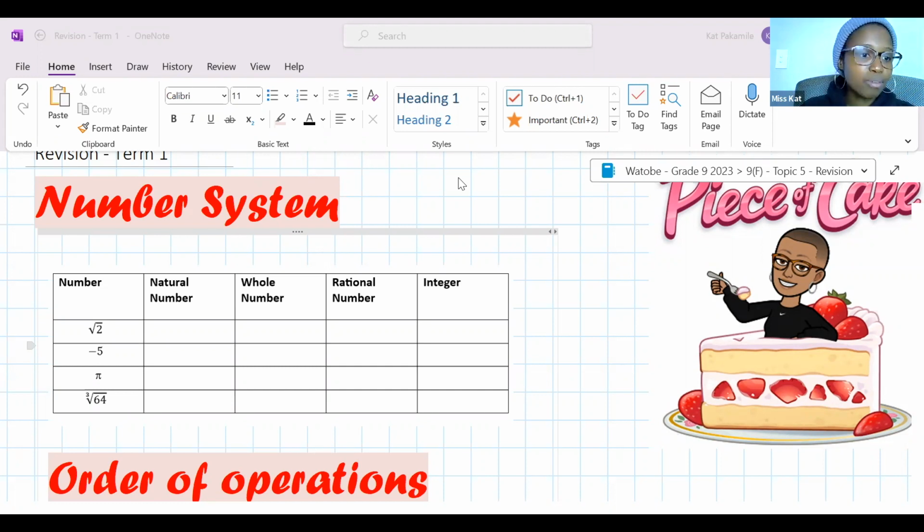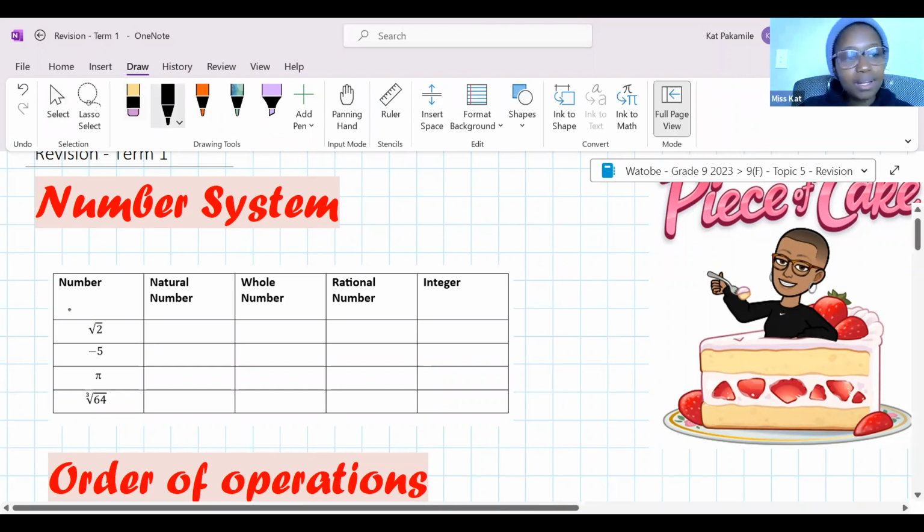Who wants to help me fill this table out? Remember, you tick all of the blocks that apply, and Tando's hand is there. Yes, Tando. Hello. So the first one is a natural number. What's happening in the first one, Tando? It's the square root of? The first one. Oh, yes. It's not a natural number.